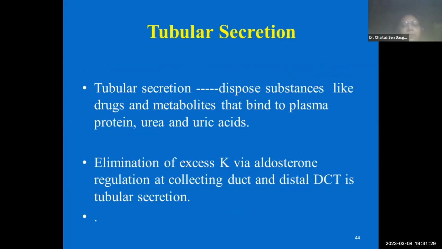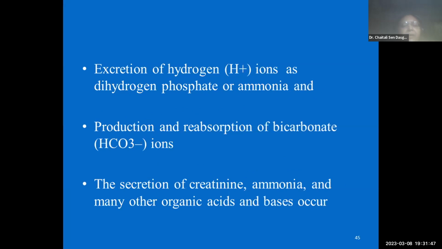Now comes tubular secretion. Tubular secretion causes disposition of substances like drugs and metabolites that bind to plasma protein, urea, and uric acid. It causes elimination of excess potassium by aldosterone regulation at the collecting duct and distal tubule. Excretion of hydrogen ion occurs as dihydrogen phosphate or ammonia, and production and reabsorption of bicarbonate ions occurs. The secretion of creatinine, ammonia, and many other organic acids and bases also occurs here.